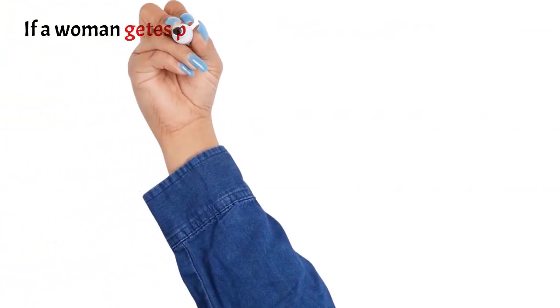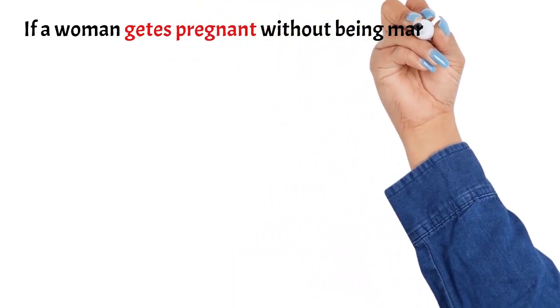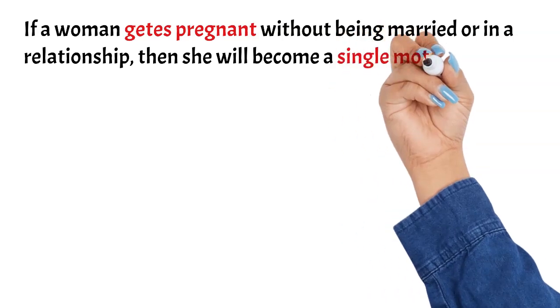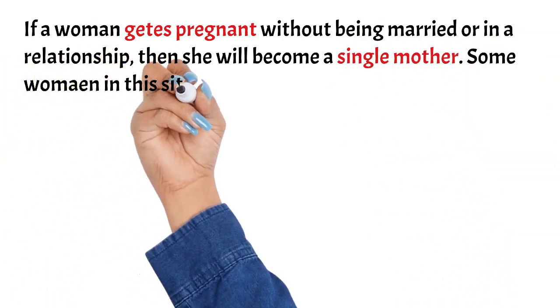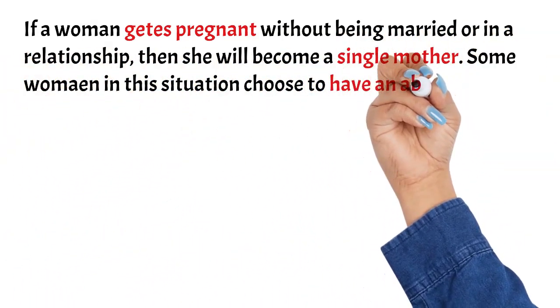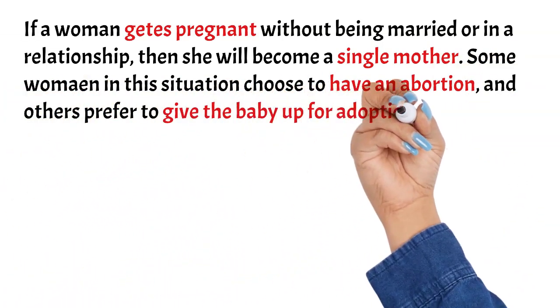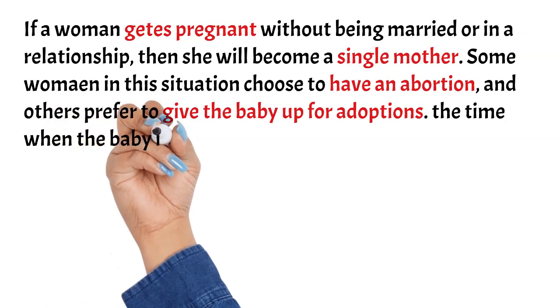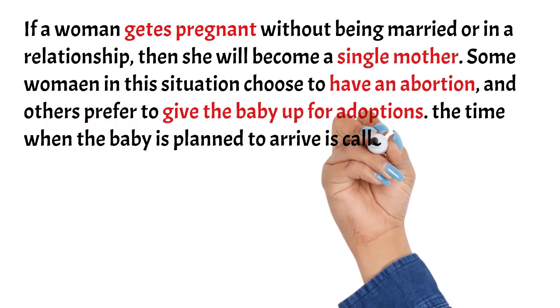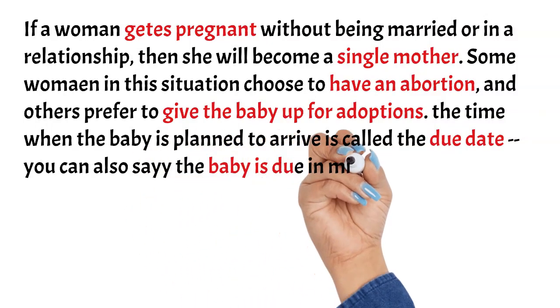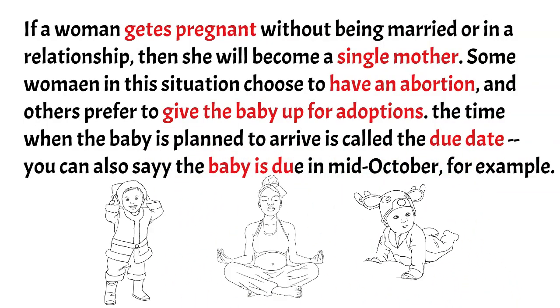If a woman gets pregnant without being married or in a relationship, then she will become a single mother. Some women in this situation choose to have an abortion, and others prefer to give the baby up for adoption. The time when the baby is planned to arrive is called the due date. You can also say the baby is due in mid-October, for example.